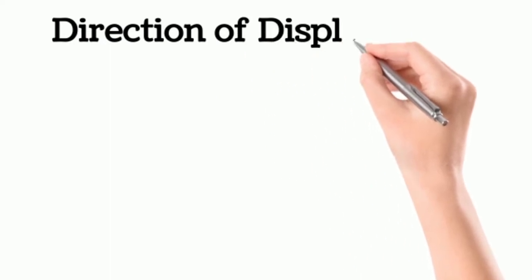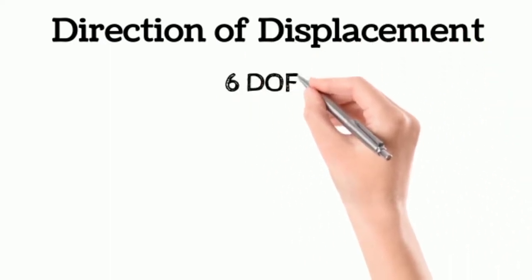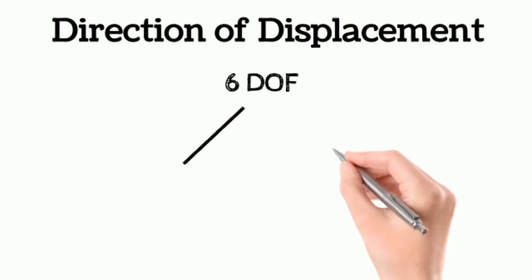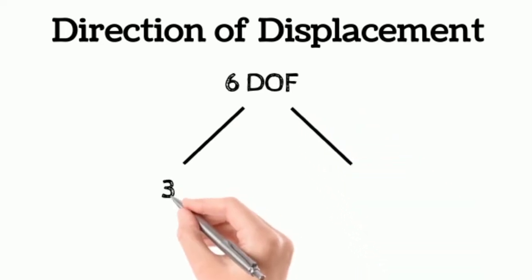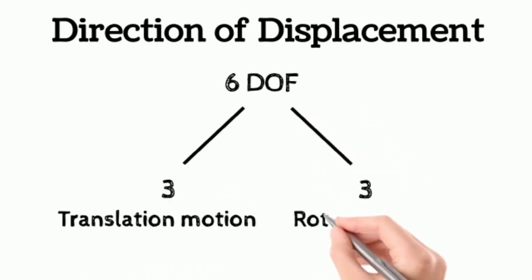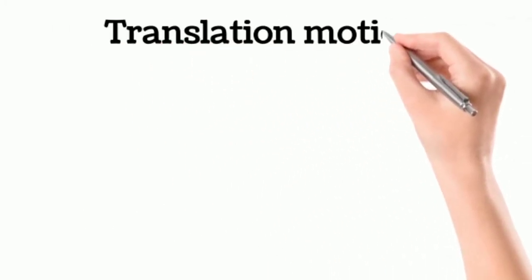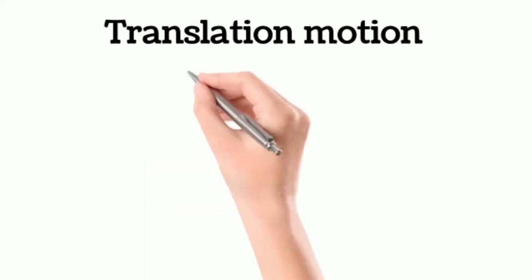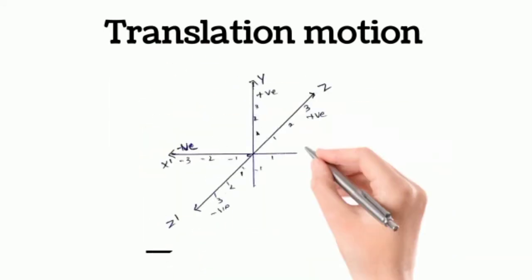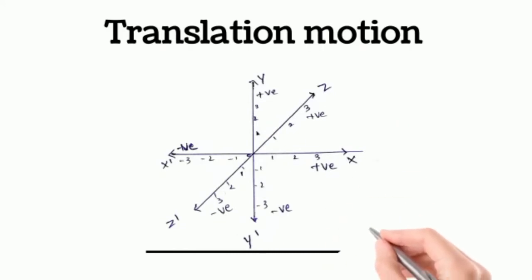Now coming to the direction of displacement, there are 6 degrees of freedom: 3 degrees are translation motion and 3 degrees are rotatory motion. Now coming to translation motion, which can be represented along the x-axis, y-axis and z-axis. If the segment moves to the right side of the x-axis, it is termed positive. If the segment moves to the left along the x-axis, it is termed negative.